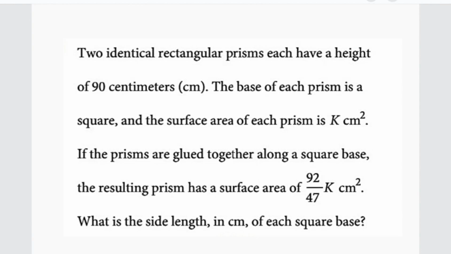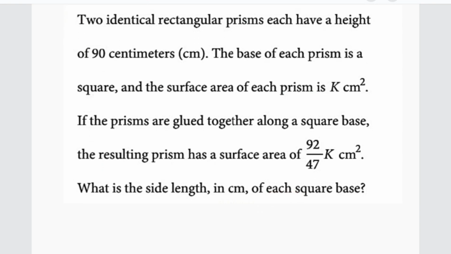In this tutorial, we are going to provide a solution to this interesting geometry question. I sorted it out from SAT examination questions. The question reads: two identical rectangular prisms each have a height of 90 centimeters. The base of each prism is a square and the surface area of each prism is k centimeter squared. If the prisms are glued together along the square base, the resulting prism has a surface area of 92 divided by 47 k centimeter squared. What is the side length in centimeters of each square base?